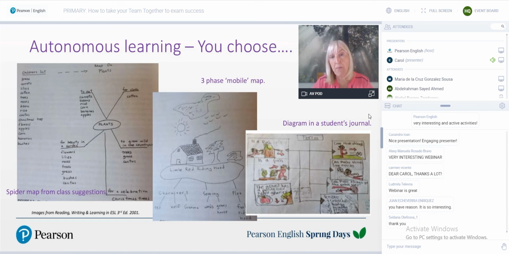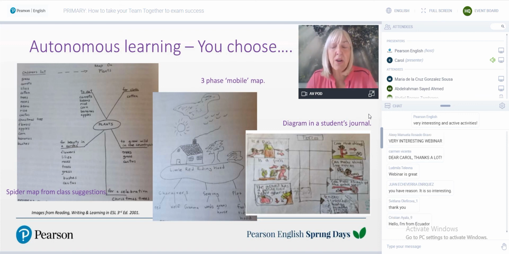And then the third one is actually a diagram. This really is back to our CLIL, back to our science. Really, it's about forces.